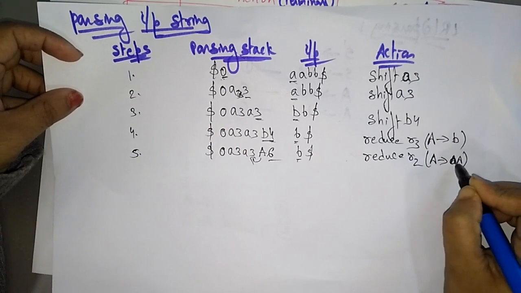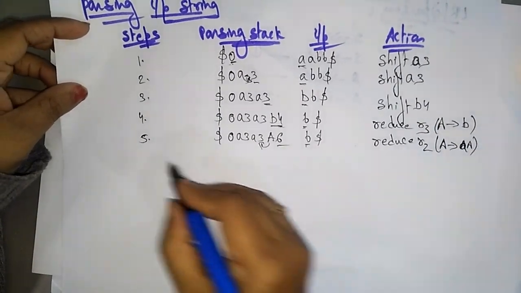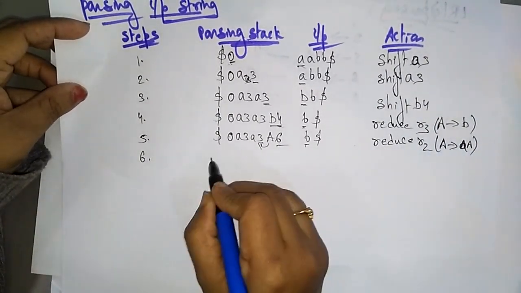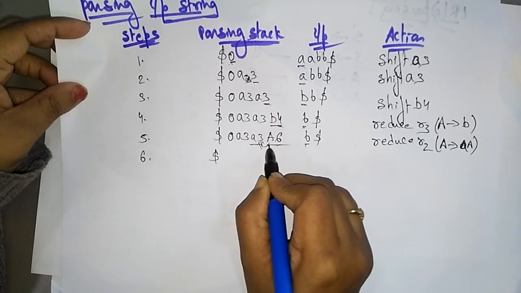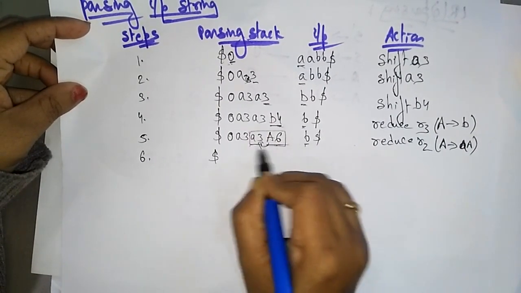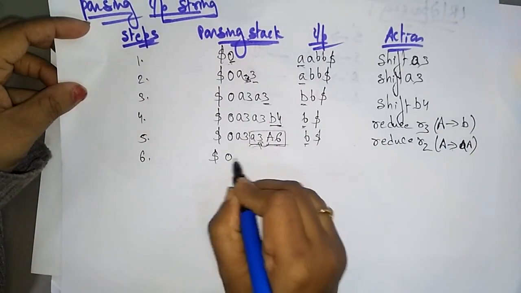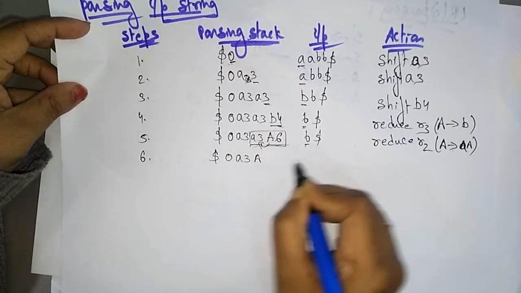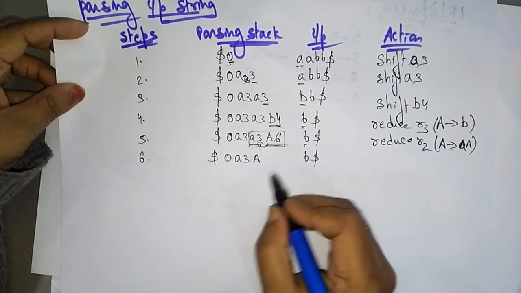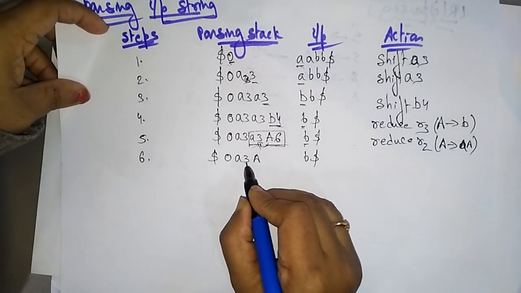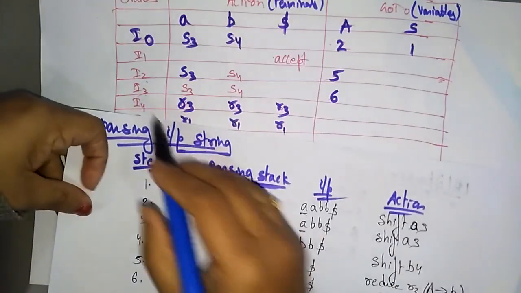Small a and capital A, not small a and capital A. So now dollar. This is A, small a, and this is a capital A. In place of this, just substitute capital A. A3 A, B dollar. But after B there is no state, so just take the state of 3 and check A.